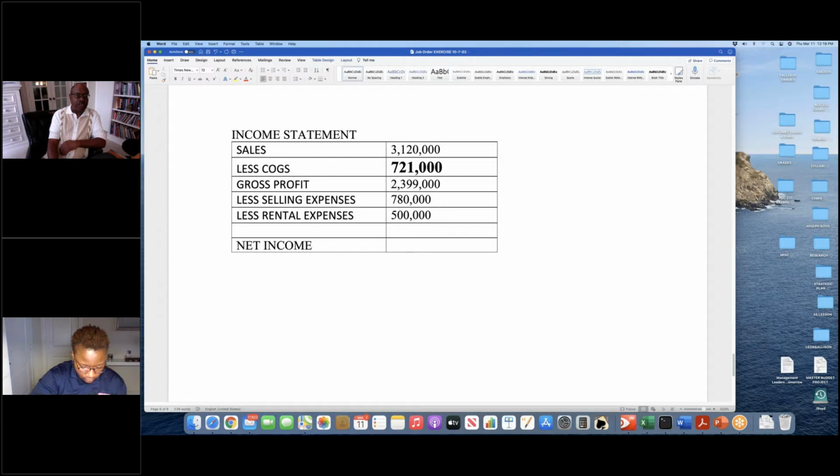So if we add these two together, what's our total expenses? 1,280,000. The net income will be $1,119,000.